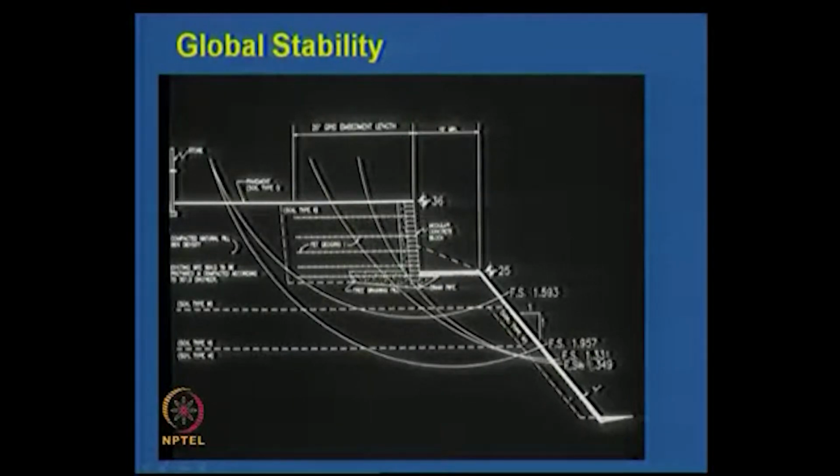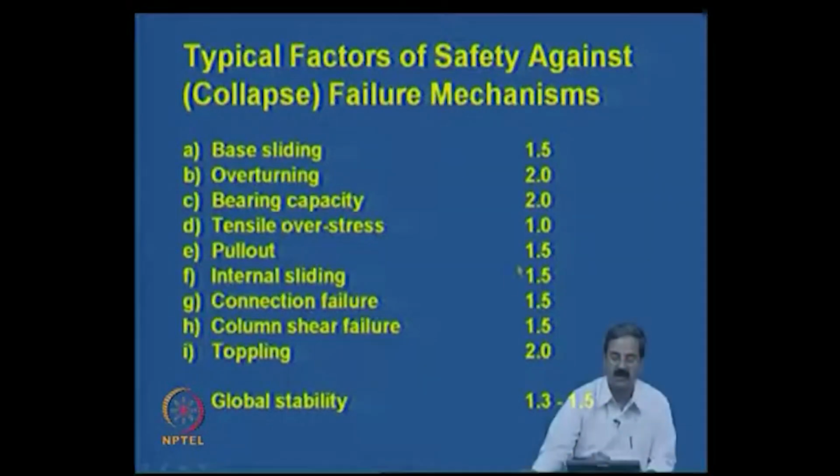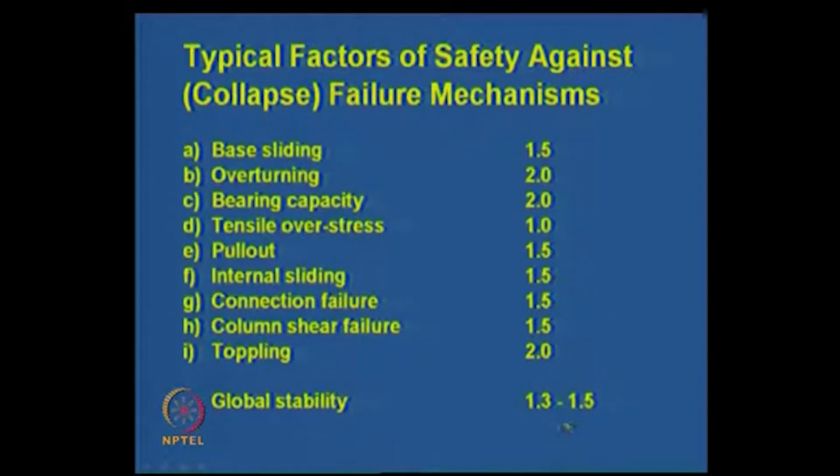You have to investigate all the failure surfaces. You can see 1.33, and you have all these numbers. Definitely it's more than 1.3, so it's okay. You have to do some sort of analysis like this. The typical factors that we recommend are base sliding 1.5, bearing capacity, tensile overstress, all that you have to verify, toppling, and one should calculate that. Global stability 1.3 to 1.5. In the previous case it's more than 1.3, so it's okay.